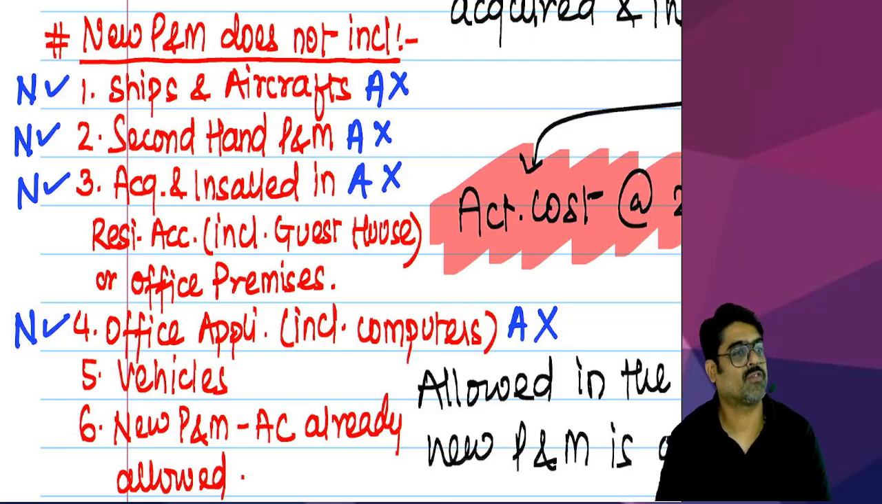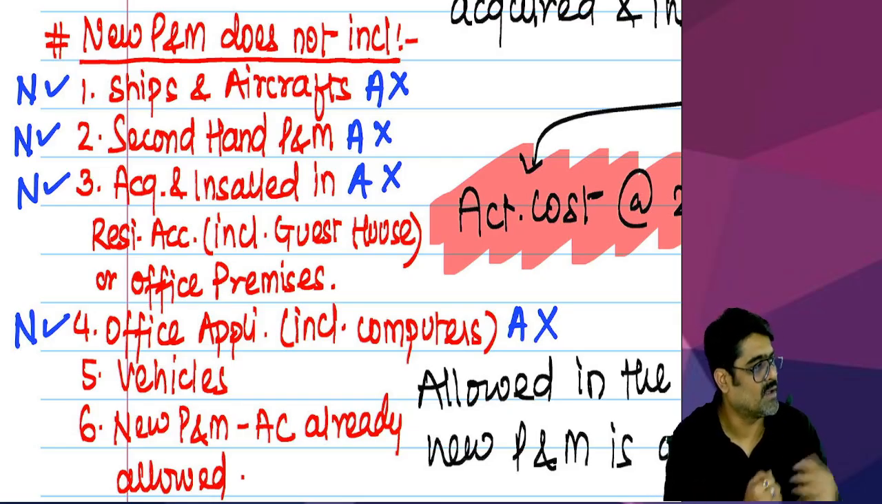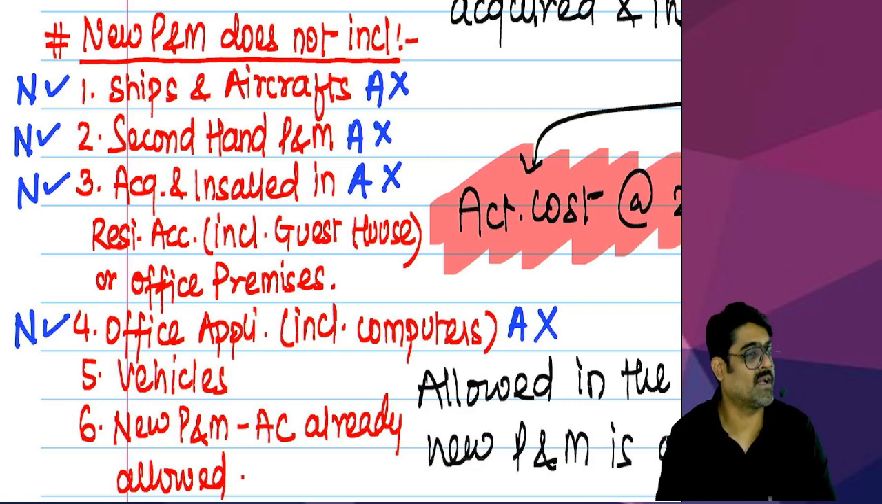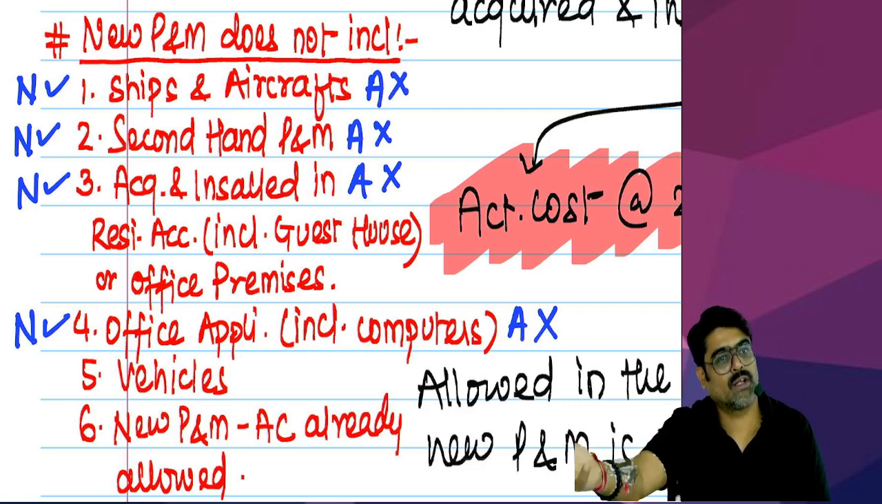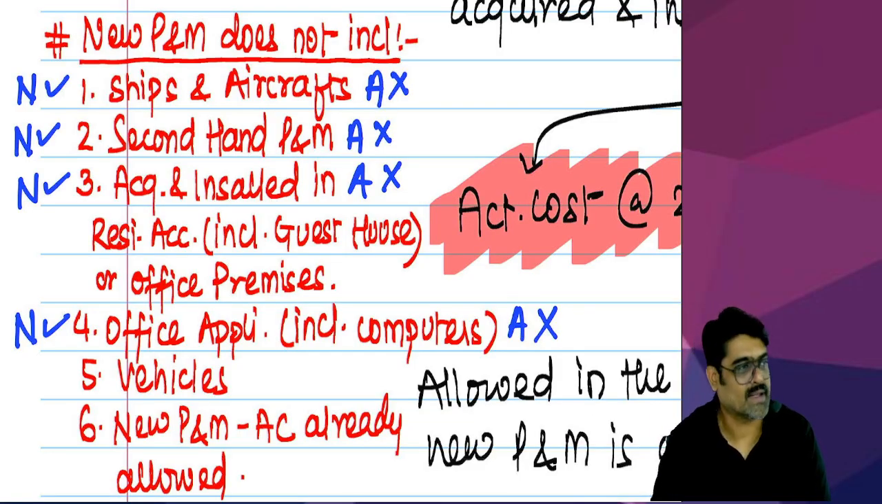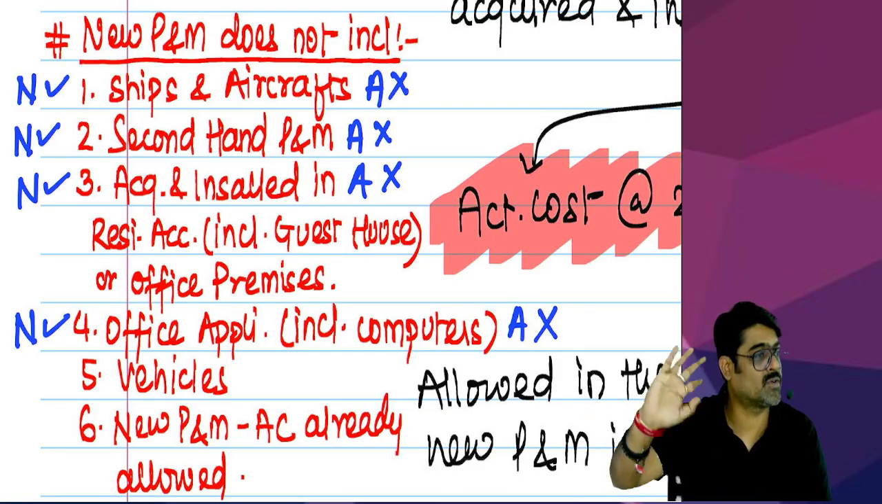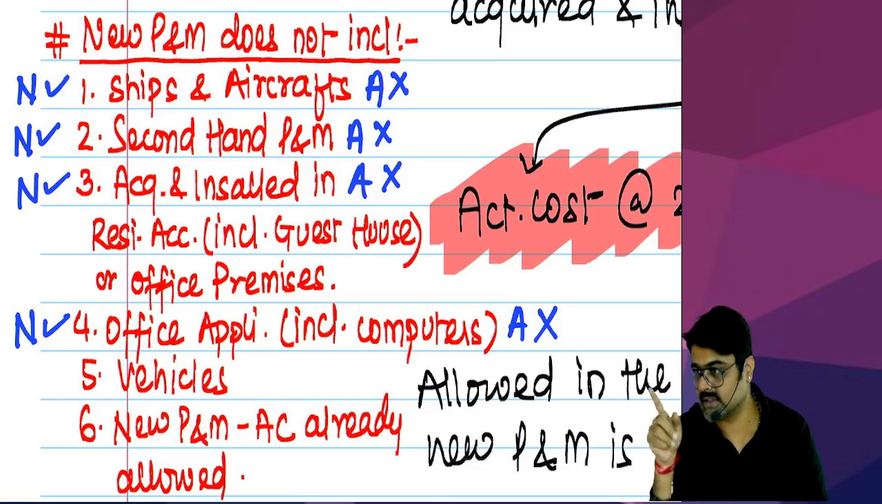Why? Because they are named as office appliances, meaning they are installed in the office only. Computers are generally installed in the office only. So are they directly used in your manufacturing? No. Are they directly used in power generation, distribution, transmission? No. So why give you additional depreciation on them?